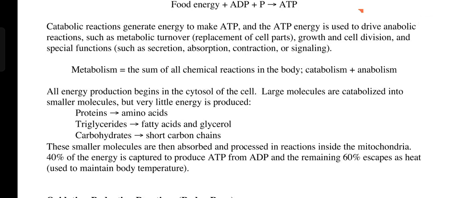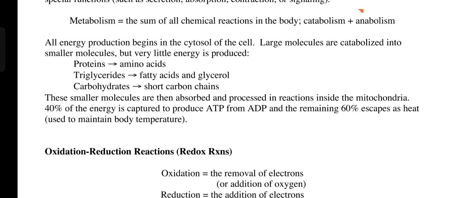Catabolism reactions generate energy to make ATP, and the ATP energy is used to drive anabolic reactions such as metabolic turnover, replacement of cell parts, growth and cell division, and special functions such as secretion, absorption, contraction, or signaling. Metabolism equals the sum of all chemical reactions in the body: catabolism plus anabolism.